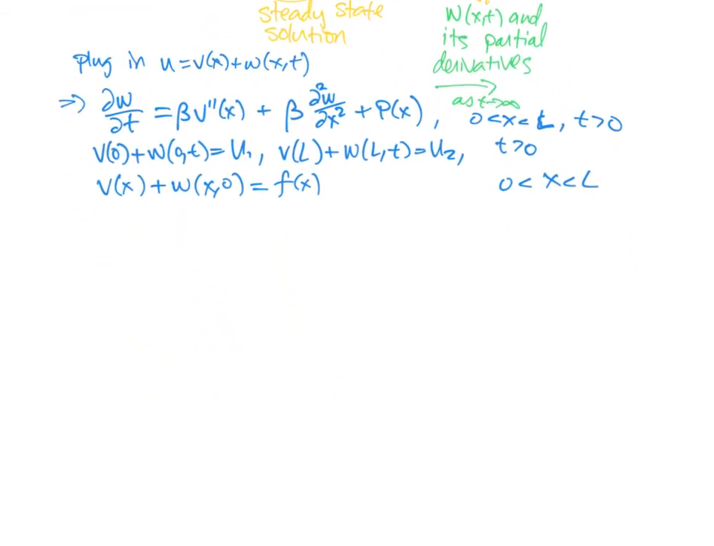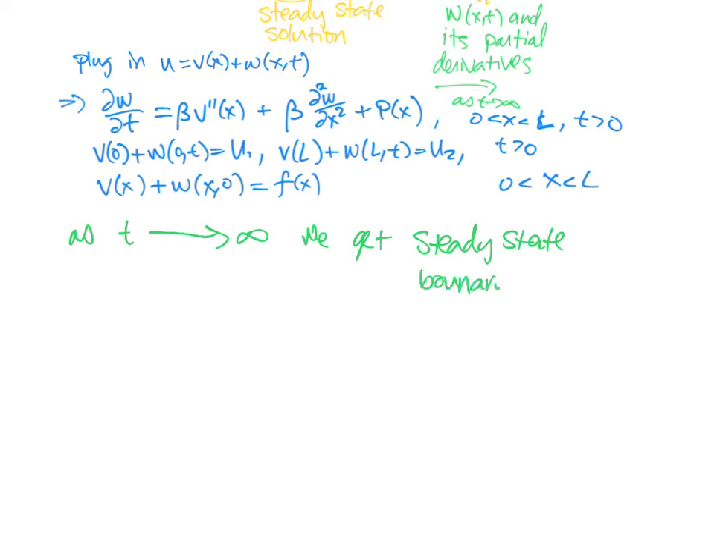Now, what is going to happen as t goes to infinity? So let's take t to infinity. We get a steady state boundary problem. So w and its derivatives all go to 0 as t goes to infinity. So that goes to 0, that goes to 0. And then, of course, we don't really care about the initial condition because we're only thinking about what's going on when t goes to infinity.